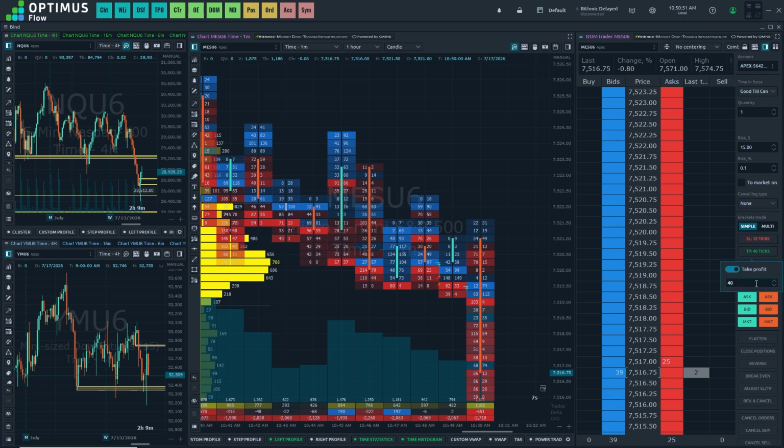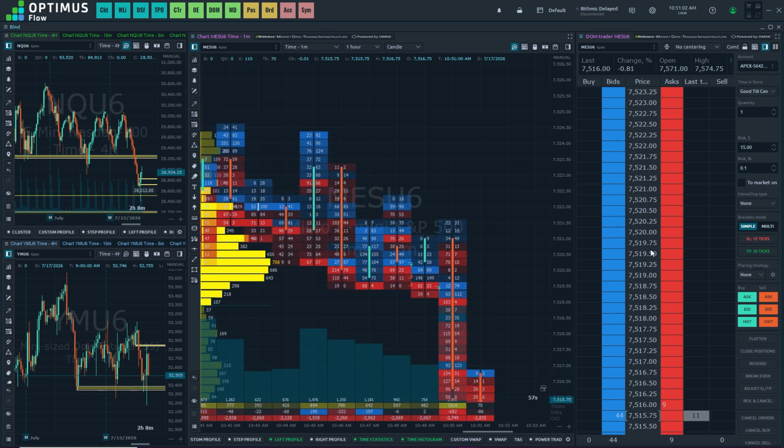You can modify these. So if I wanted to do 30 ticks for a take profit and modify my stop to 10 ticks, anytime I place an order, this would be a sell limit order, it will automatically place a stop loss 10 ticks away and my take profit at 30 ticks away.